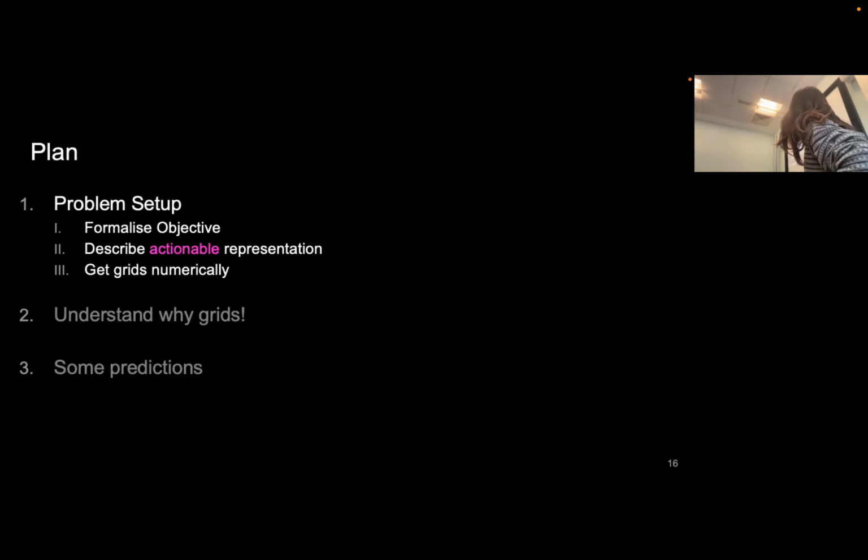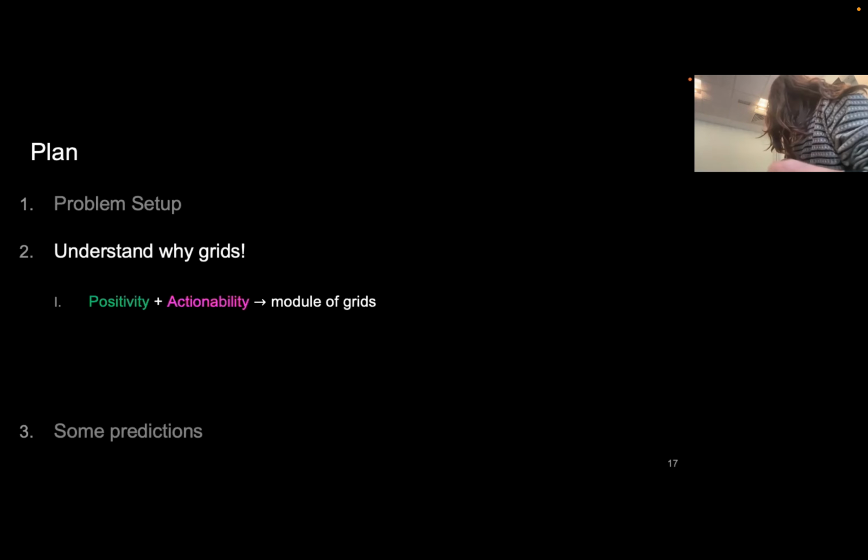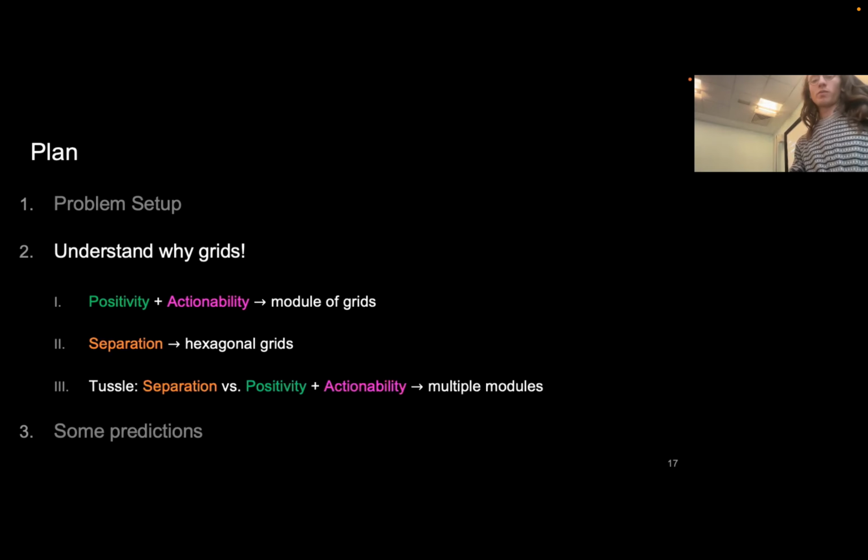Okay. So now we're going to try and understand why this is the solution to our problem, or at least why this is the thing that the computer gets. We'll do this in 3 steps. The force to be positive and the actionable will get us 1 module of grids as a good solution. We'll then see how separation encourages hexagons to form, and then we'll see how a fight between the separation and the previous modularizing thing leads to multiple modules.